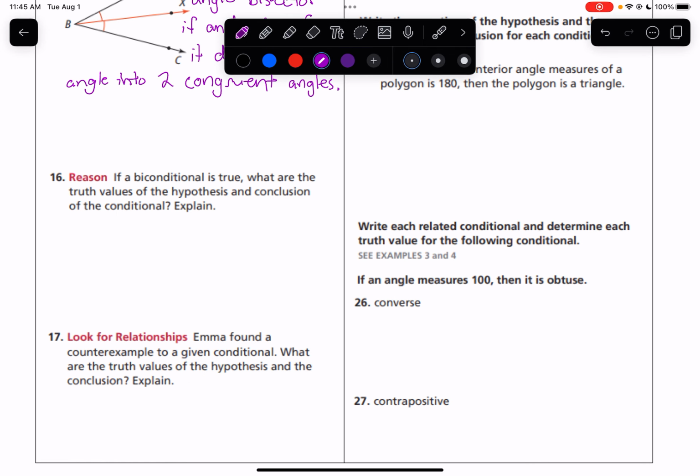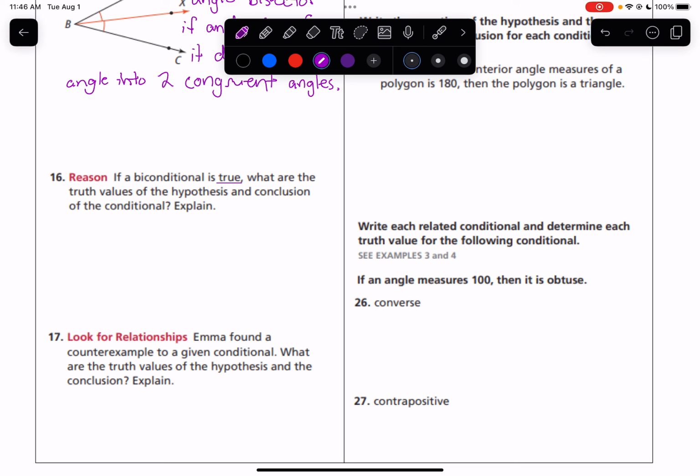Number 16, if a biconditional is true, what are the truth values of the hypothesis and the conclusion of the conditional? So there are actually two cases where this would be possible, right? In order for the biconditional to be true, it has to be able to be read both forwards and backwards. So the hypothesis and the conclusion have to have the same truth value.